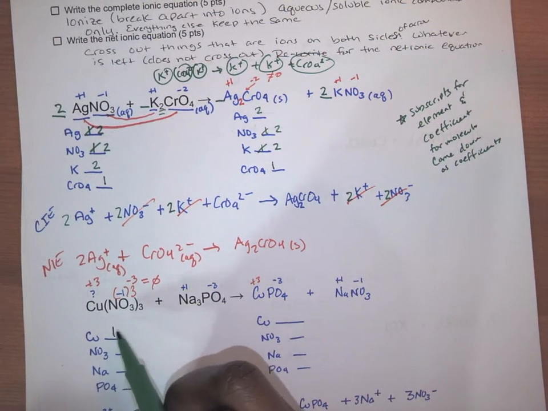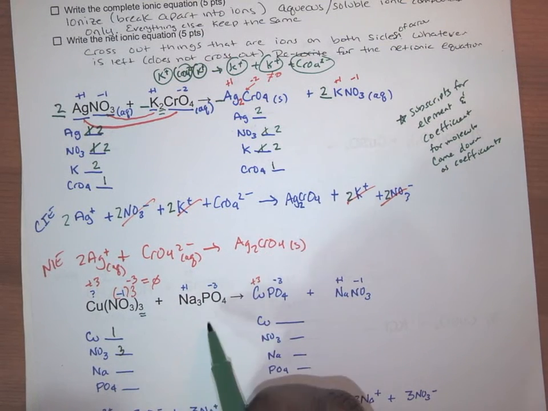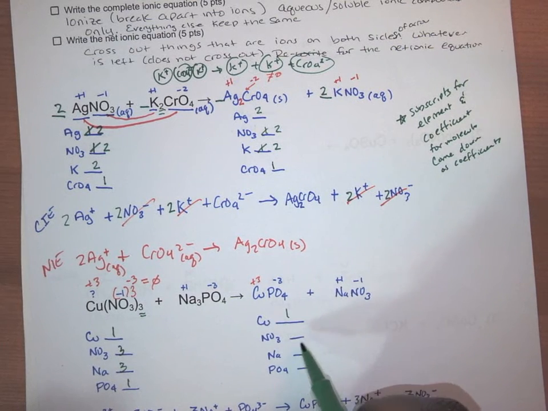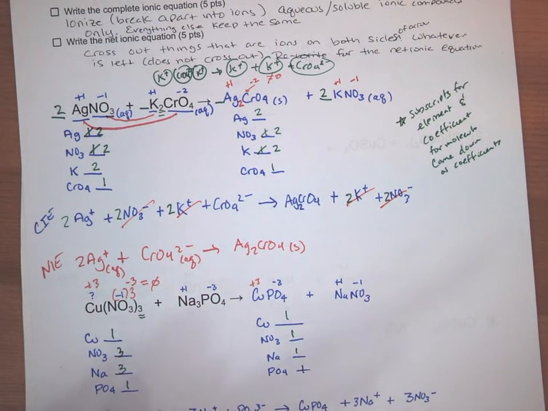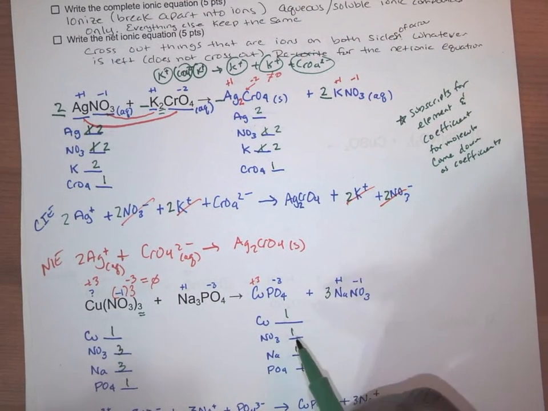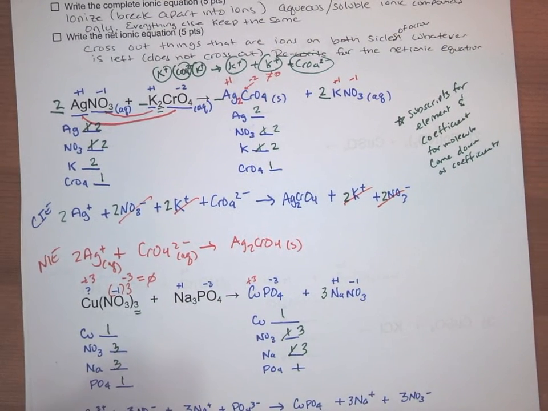So I have 1 copper, 3 nitrates. I'm using the 3 outside the parentheses. That's the 3. 3 sodiums and 1 phosphate. On the product side: 1 copper, 1 nitrate, 1 sodium, 1 phosphate. Now that I look at this, I say, oh, I have 3 nitrates on the reactant side and 1 on the product side, so I'm going to put a coefficient of 3 in front of sodium nitrate. I do that, change the number of nitrates and sodiums, and now everything is balanced.